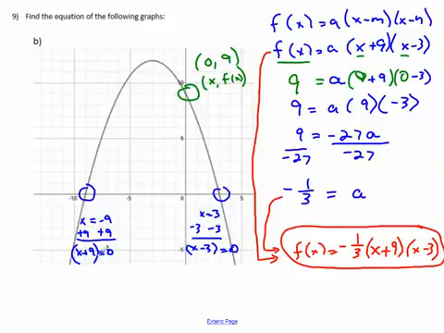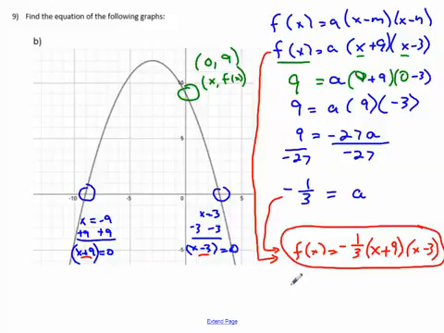An x-intercept can be made into a factor, x plus 9, x minus 3. Plug those back up in here, and then use another point, 0, 9, in place of x and y, or x and f of x, and then calculate your a value based on that equation that's been filled in. And then when you get your a value, plug that a value back into your general equation and find out that f of x equals negative 1/3 times x plus 9 times x minus 3.